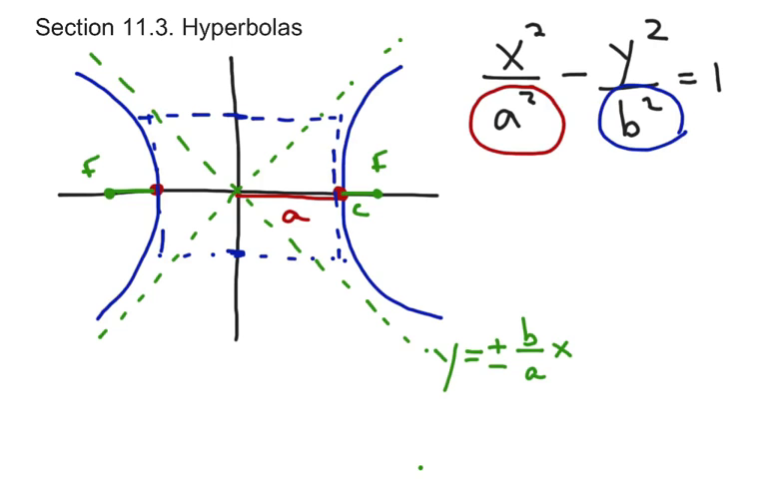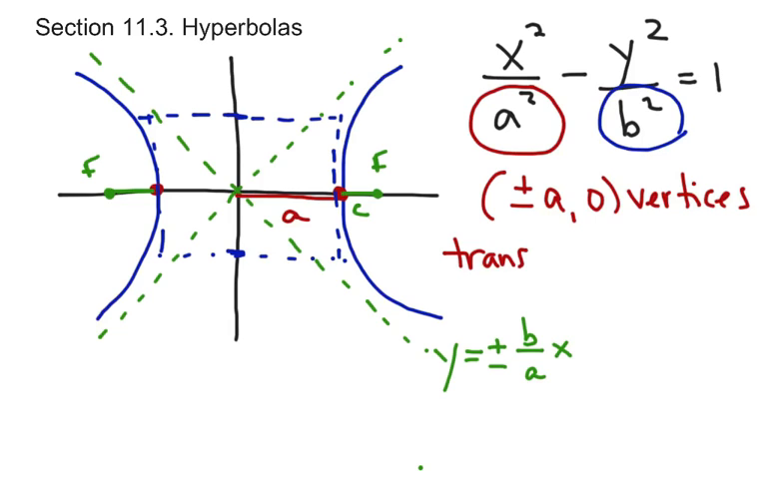So the vertices here are going to be at plus or minus a comma 0. We're going to call the distance between the vertices the transverse axis. That distance is 2a, because if it's a units from the center to one vertex and a units from the center to the other, together they make 2a.